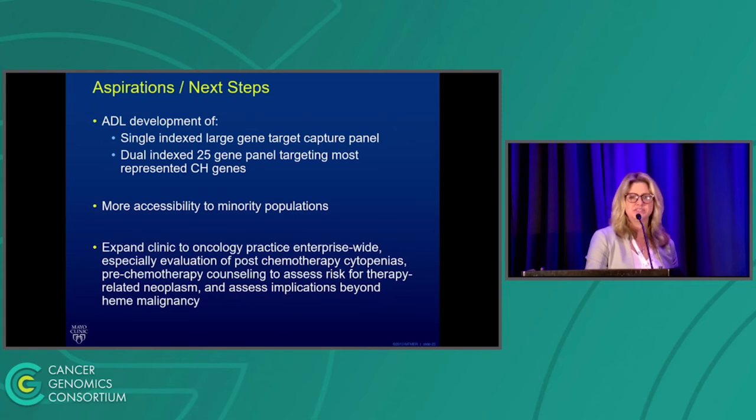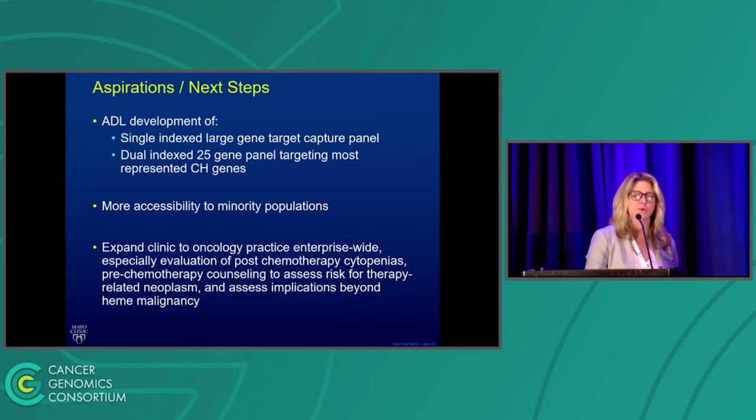So, our aspirations and next steps. Right now, we're working with the Mayo Clinic Advanced Diagnostic Laboratories on clinical development of a single index, large gene target capture error-corrected sequencing panel, and also a dual index, 25-gene, more focused error-corrected sequencing panel targeting the most representative clonal hematopoiesis genes. We'd like to use this for minimal residual disease monitoring.